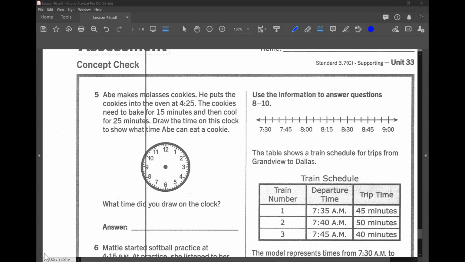Okay, so he put the cookies in at 4:25. So I'm going to draw 4:25. Now remember, you have a pencil, so you're able to erase if you need to. So for 4:25, I'm going to draw my hour hand in between 4 and 5. And I'm going to draw my minute hand at 25. So that would be what the time looks like.